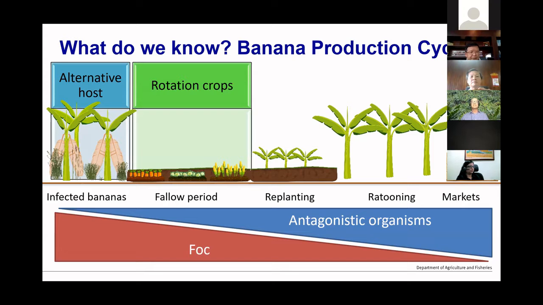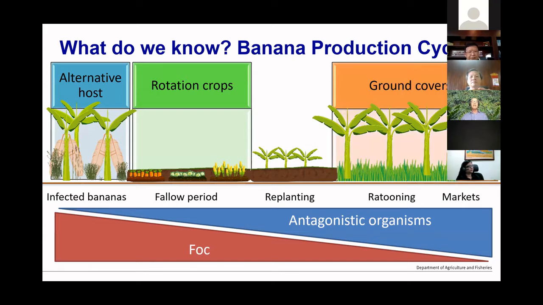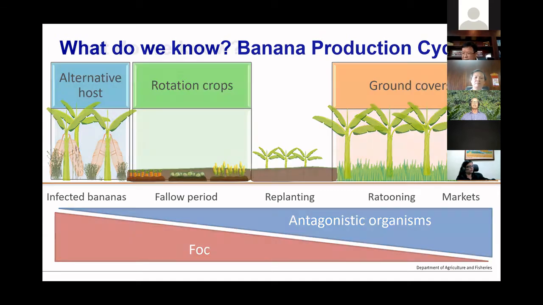We also need to consider how to manage the fallow period and what to grow. And finally, we need to consider non-banana plants as ground covers, where we can manipulate and select what grows in amongst the plants to manipulate their alternative host status and encourage antagonists. And I'll go through these in more detail shortly.